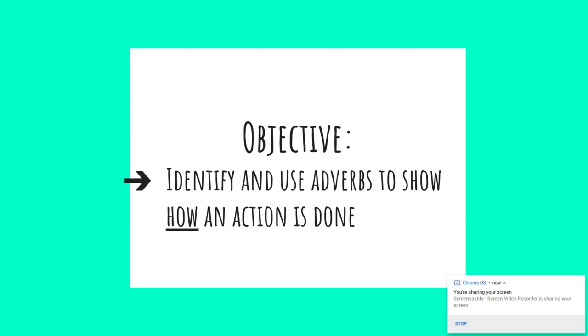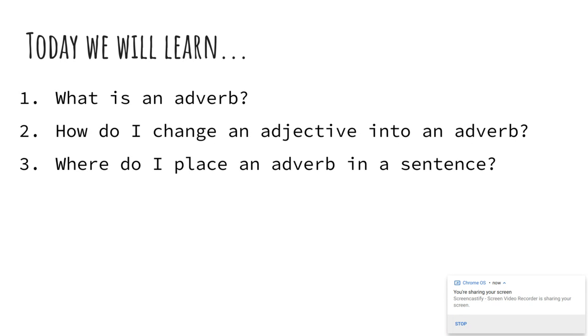Today, our objective is to identify and use adverbs to show how an action is done. We're going to answer these 3 questions. 1, what is an adverb? 2, how do I change an adjective into an adverb? And 3, where do I place an adverb in a sentence?